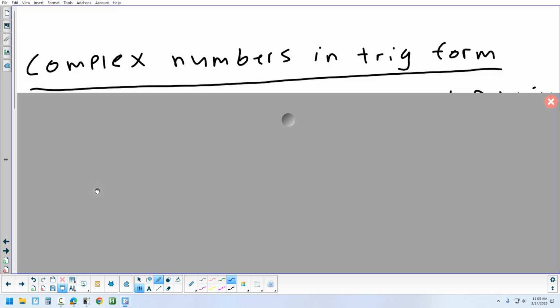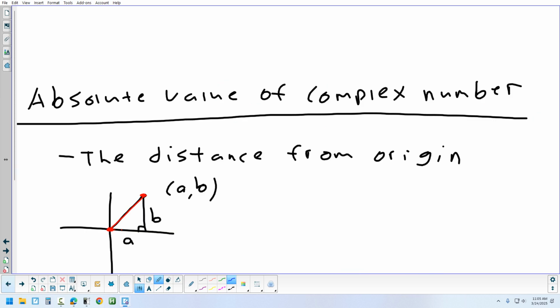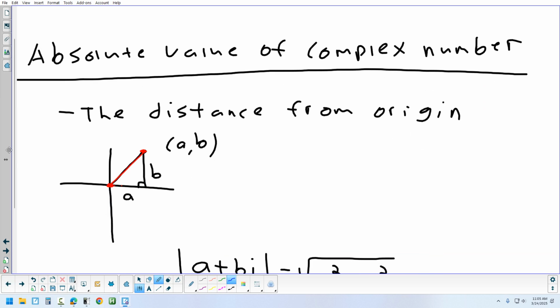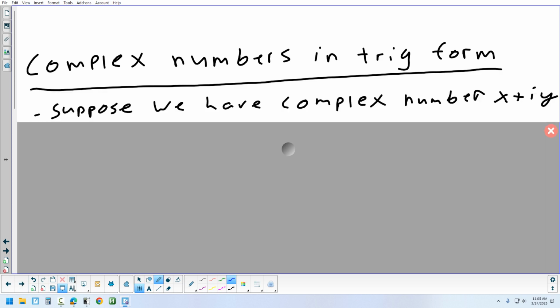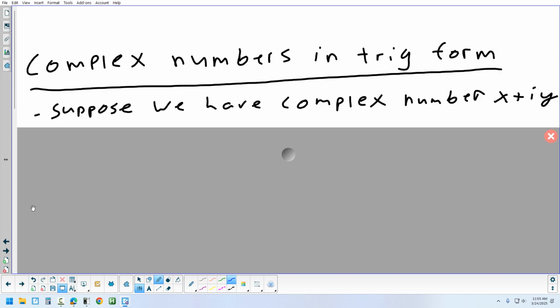All right, I've been using the letters A and B, where A has represented the real part, and B represents the imaginary part. Okay, I'm going to switch to using X and Y now, because I think if I use X, you'll be more likely to remember X is horizontal, and that's the real part, and we know Y is vertical, and that's the imaginary part.